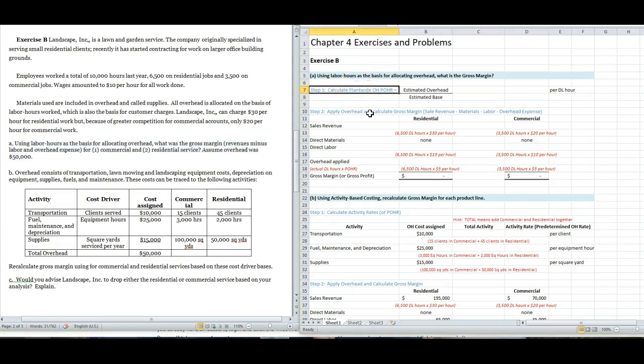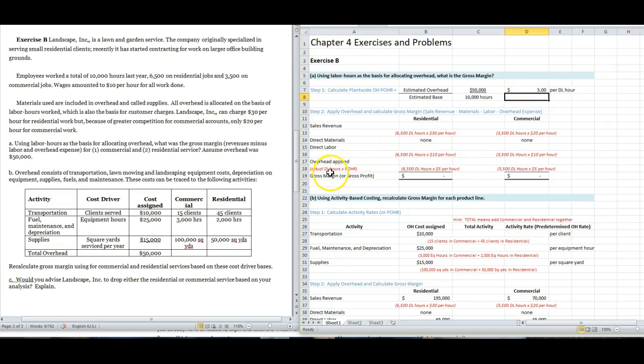So our first step is to calculate the predetermined overhead rate, which is the estimated overhead divided by the estimated base. In the problem, it told us that the estimated overhead was $50,000. The base, it told us here that overhead is allocated on the basis of direct labor hours worked. And in the second paragraph, they told us that we worked 10,000 hours last year. So that's going to be our base. So my predetermined overhead rate is $5 per direct labor hour. We're going to take this $5 and use it to apply overhead.